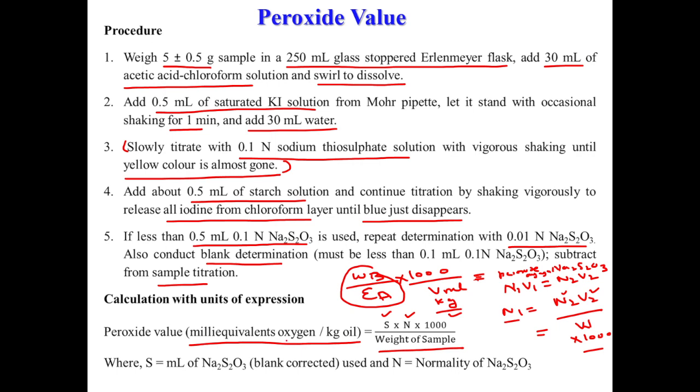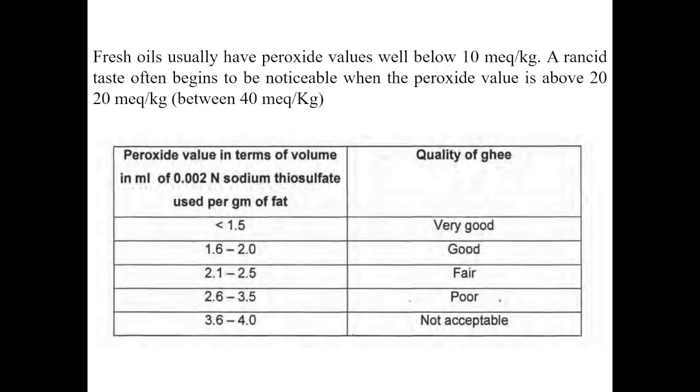Since we are expressing it as milliequivalents of oxygen, this is the equivalent of oxygen, and we multiply it by 1000 to obtain milliequivalents of oxygen per kg of oil. Now, as per AOAC, fresh oils usually have a peroxide value well below 10 milliequivalents of peroxide oxygen per kg, and rancid taste often becomes noticeable when the peroxide value is above 20 milliequivalents per kg, ranging between 20 up to 40 milliequivalents per kg. So if a peroxide value above 20 milliequivalents per kg is obtained, then we will declare that the sample is rancid.